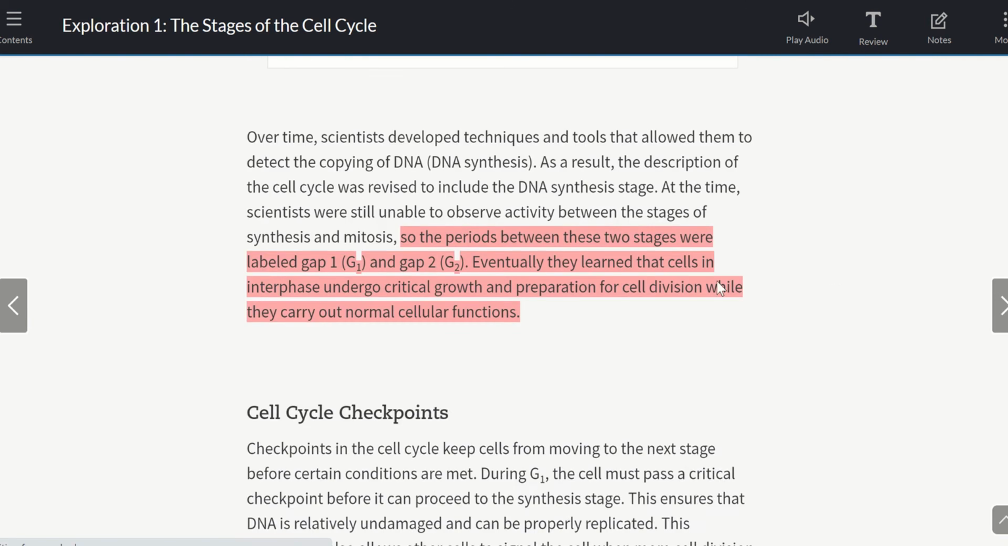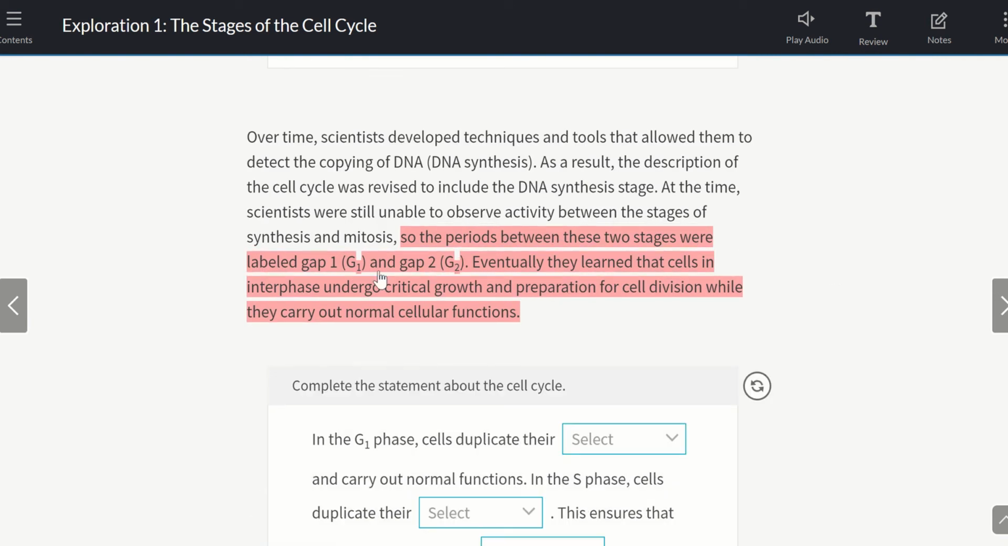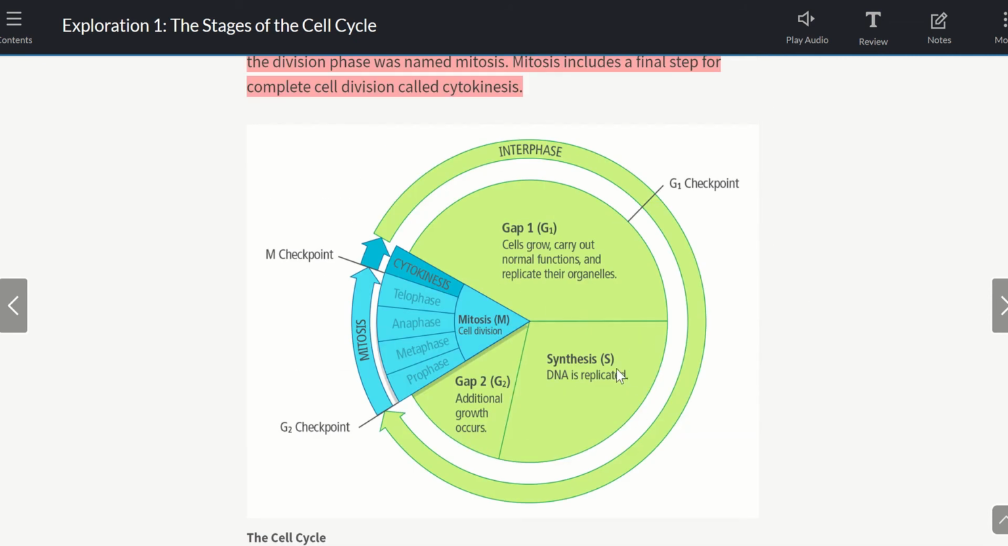So as we scroll down here, it talks about the periods between these two stages were labeled G1 and G2. So when you come back up here, this right here, this S phase, it stands for synthesis, and this is where the DNA is actually going to be replicated or copied. So what's going to happen is you are going to go from 46 chromosomes to actually what we call 92 chromatids. And what that means is every single chromosome is going to double. So you're going to have one copy go to one cell, and the other copy is going to go to the other cell. And therefore, the DNA is going to be exactly the same in both cells that we make.